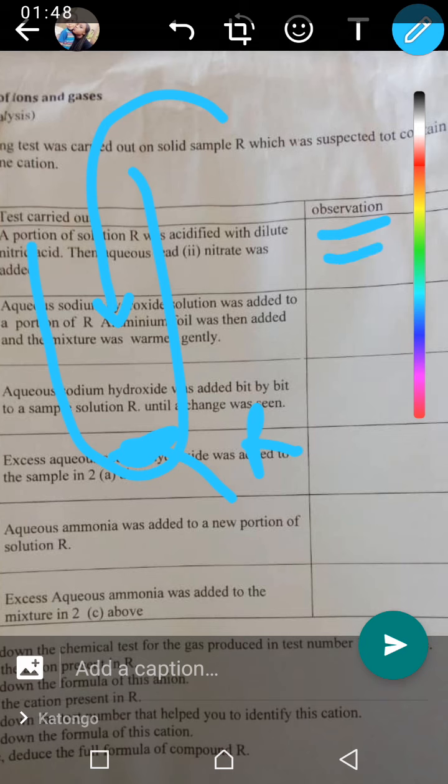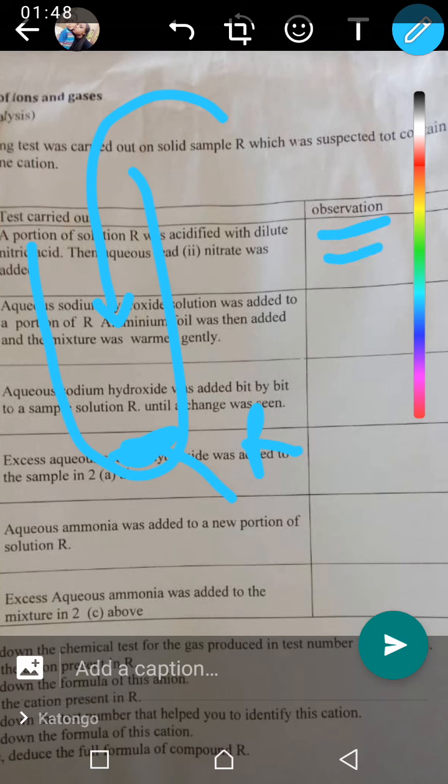After you pour the acid, what else do you pour? They're saying then aqueous lead nitrate was added. So after you pour this acid, the next thing you pour again is the aqueous lead nitrate. You pour it in here. Again, when you pour aqueous lead nitrate, you record the color that you're going to see. Maybe there's a color change. You say there's a color change. In the observation there, you write what you're able to see. Okay? So that's how you do this. Have you understood? So that's how you do this.